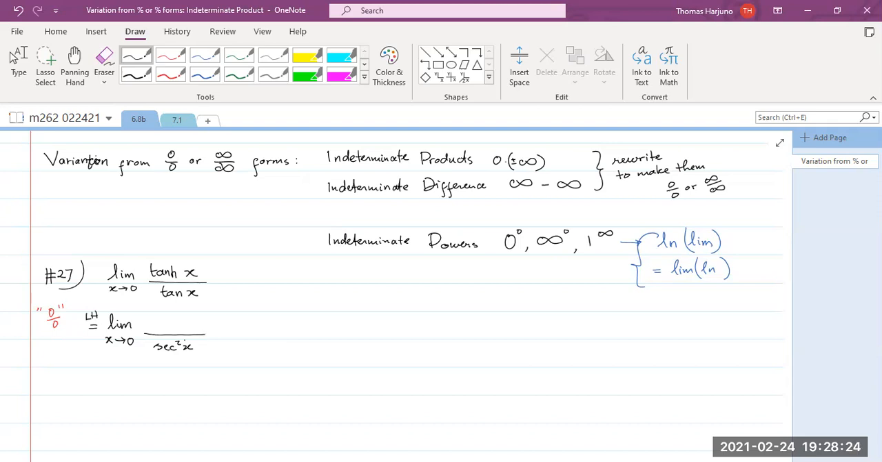It's hyperbolic secant squared, so it's the same as what we know. Hyperbolic secant squared of x over secant squared of x, and then both of them equal 1 when I apply 0. So this is 1 over 1, that's 1. That's easy.